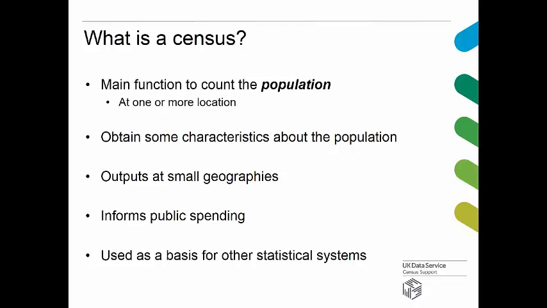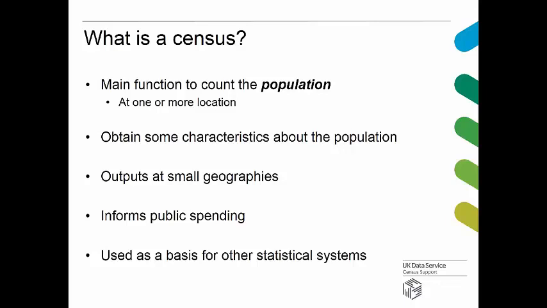When we count the population, we count people at their location and ask questions concerning certain characteristics. And we'll talk about the sort of characteristics covered in the census later. As the census covers almost everyone in the country, it aims to be a full count, it's possible to have outputs available at small geographical levels. And that makes the census very unique, being able to compare different areas at the same time.